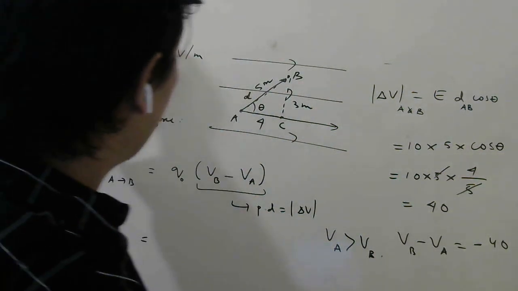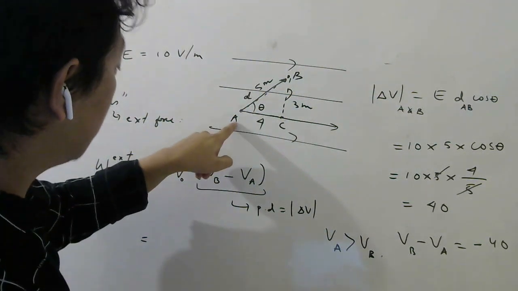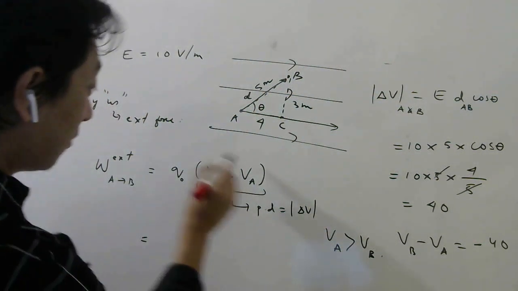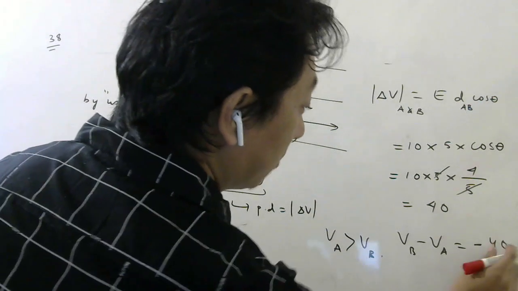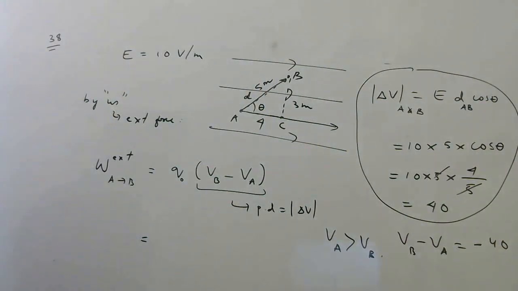It's obvious. Electric field is always from higher potential to lower potential. So potential of A is greater, na? So this difference must be negative. Answer is 40. Magnitude is 40. This is how you find the modulus first. Okay, students. So we know it is minus 40.